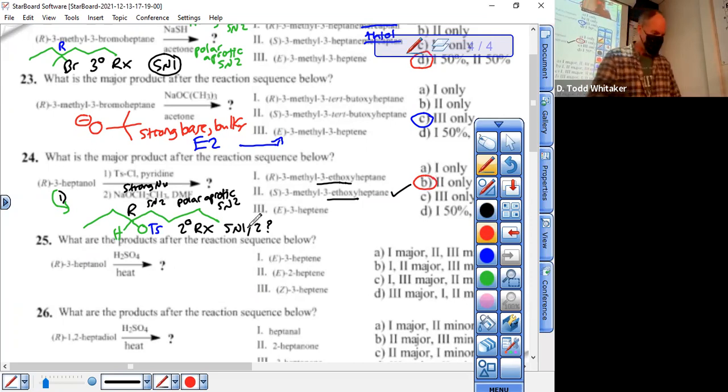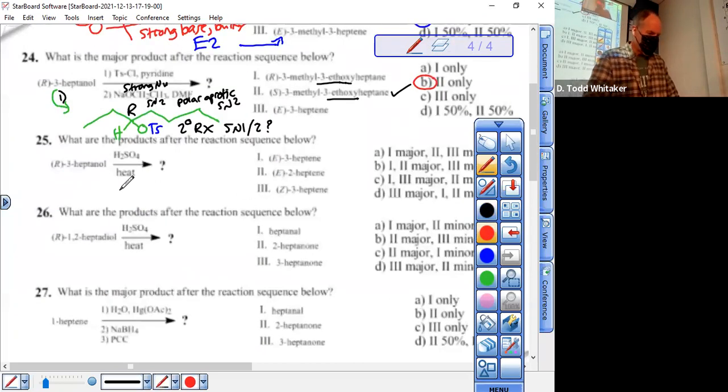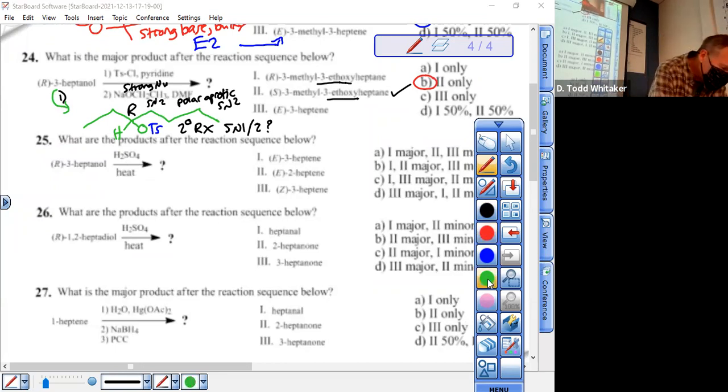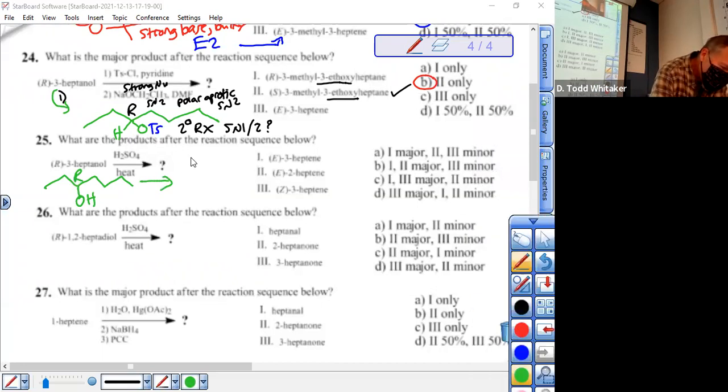Good stuff, huh? What are the products here? Oh, we're heating up an alcohol. Here's the alcohol. It's R. You heat it up, you're going to get two major products. Remember, sulfuric acid and heat causes dehydration of alcohol. You got to talk alpha and beta. You're going to get alpha beta to the left with trans being major, and alpha beta to the right with trans being major.